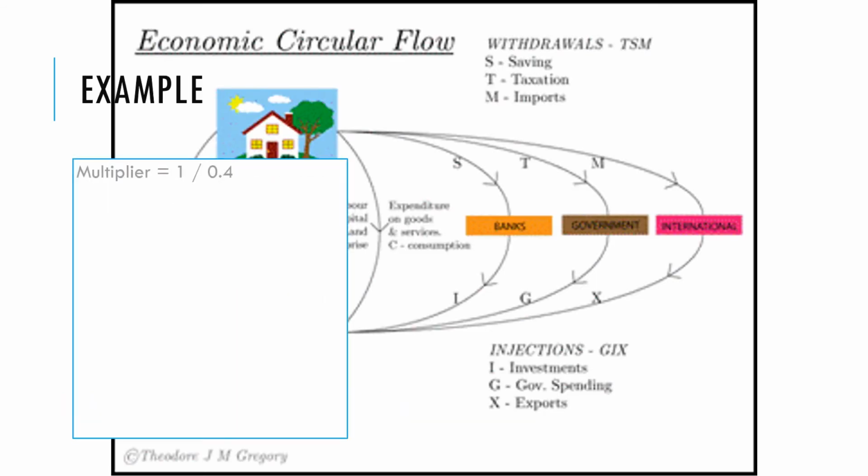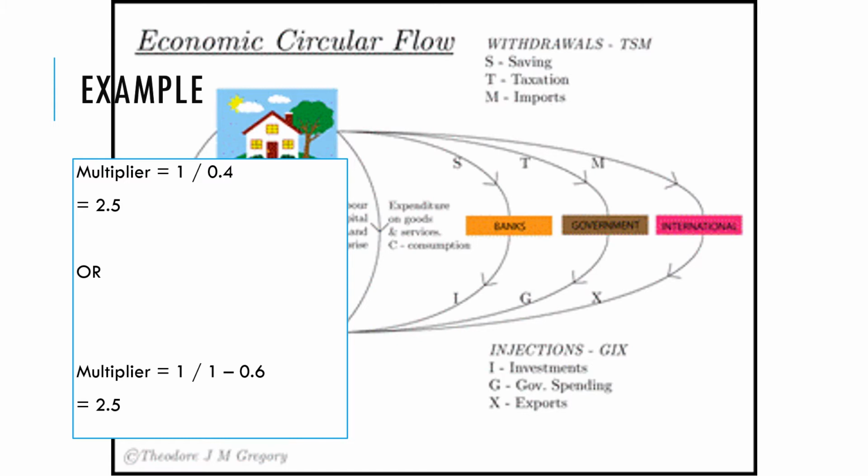Back to our example, using the multiplier formula, we know that the marginal propensity to withdraw in our example was 0.4 or 40%. So 1 divided by 0.4 equals 2.5. If we use the second formula, the marginal propensity to consume was 0.6. So the multiplier formula of 1 over 1 minus the MPC would give us a multiplier value again of 2.5. The same answer, just slightly different formulas.